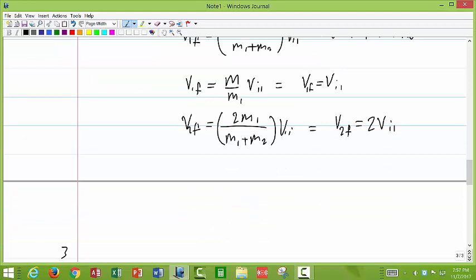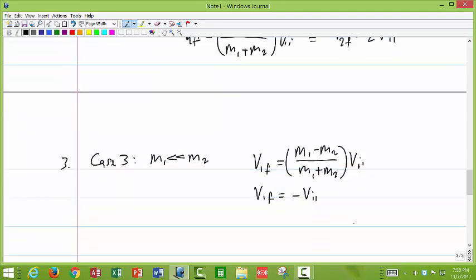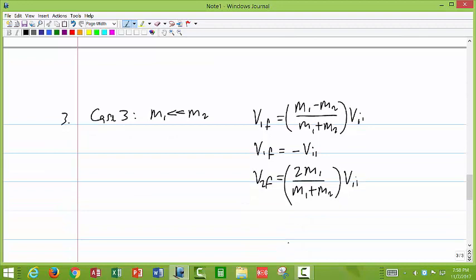And then case 3, m1 much smaller than m2, so v1 final is equal to (m1 minus m2) over (m1 plus m2) times v1 initial. So the opposite case applies, and then v2 final equals 2 m1 over (m1 plus m2) times v1 initial. With m1 much smaller than m2, you can think of it as 1 over m2. If m2 approaches infinity, then this is equal to 0.